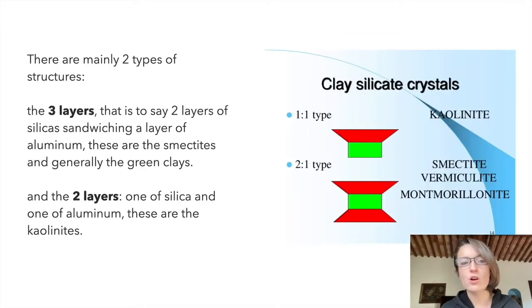So this is the structure of clays. So what we call the green clays, so the smectites and the illites, have three layers: two layers of silicate and one layer of aluminum. So that's what you see on the picture. In red, it's the layers of silicate, and green is the layer of aluminum. And the two-layer clays, like the kaolinite, have one layer of silica and one layer of aluminum. So it's these specific structures that will give clay its different properties and its different powers of absorption and adsorption.